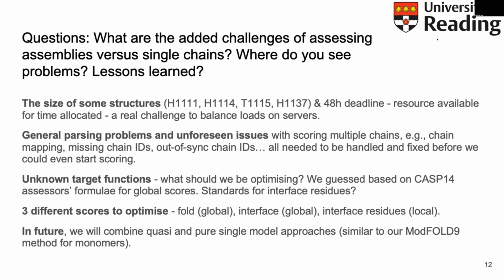And in future, we'll probably combine quasi model methods with single model approaches, similar to our ModFOLD9 approach for monomers, which we've developed recently. And this will reduce our computational overheads significantly, I think. So we won't need to do these massive all against all comparisons of massive structures, and we'll bring in more deep learning methods next time for combining the component scores as well.